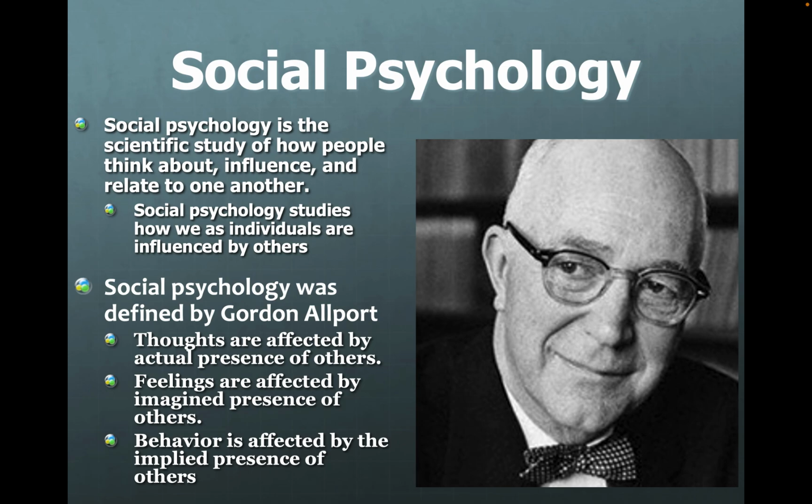Thoughts are affected by the actual presence of others. Feelings are affected by the imagined presence of others. Behavior is affected by the implied presence of others. The concept is that we are a social animal, and because we are a social animal, other people affect us. They change the way that we react to things. So even the anticipation that someone will be around changes the way that we behave.